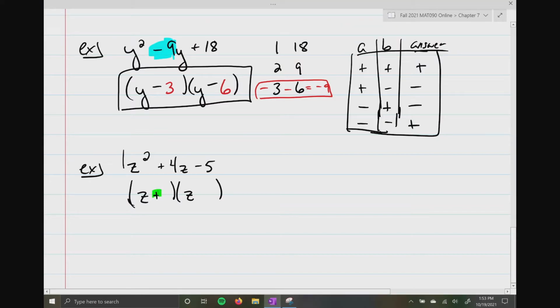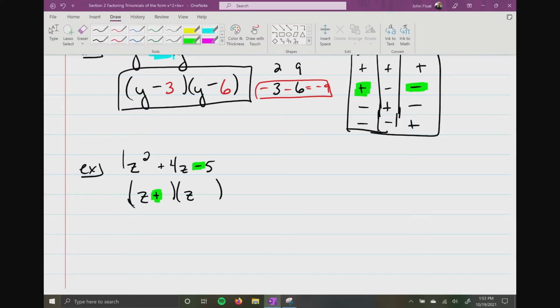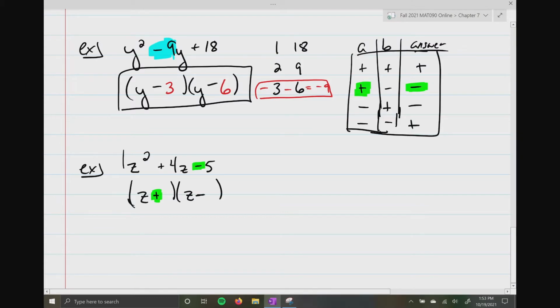The first sign is positive. The answer has to be a negative. So here is the row where my first number is positive and my answer is negative. Therefore, that second sign has to be a negative number. Okay? Got to be a negative number.